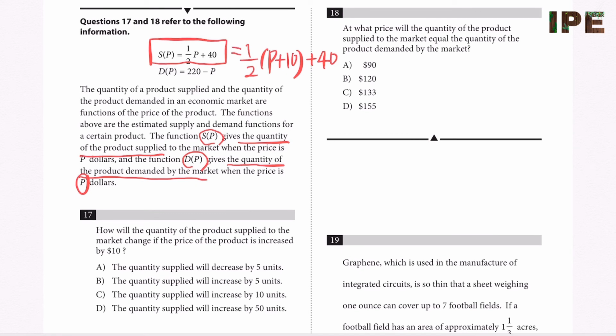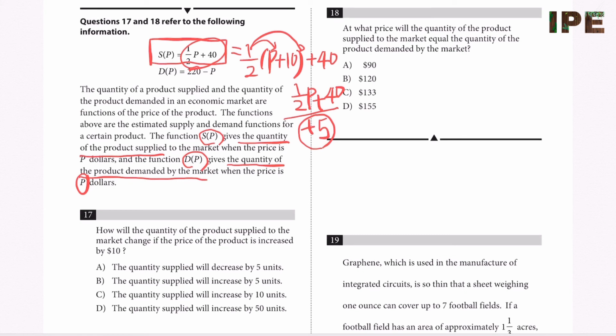It is 1/2 P plus 5 plus 40, right? Plus 40 plus 5. So SP is increased by 5, because 1/2 P plus 40 was the original value of SP, and then when I plug in P plus 10, SP is increased by 5 units.